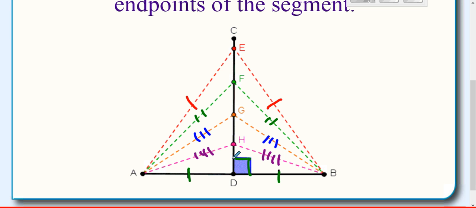It's pretty easy to see that you could fold along that perpendicular bisector right there. You could fold it in half and get a reflection. You can see that they are the same.